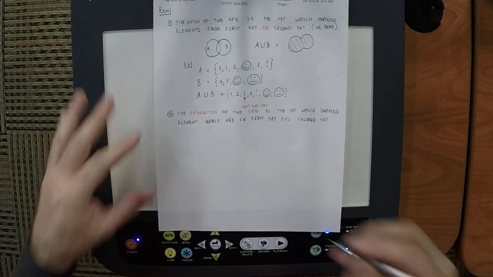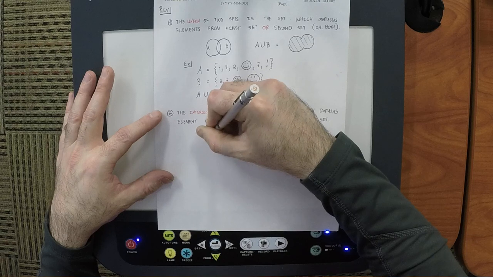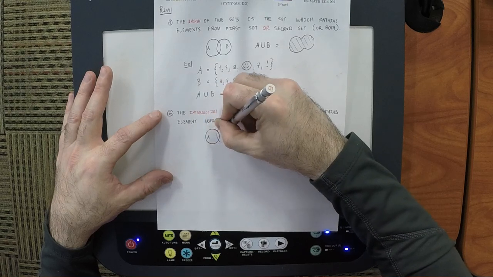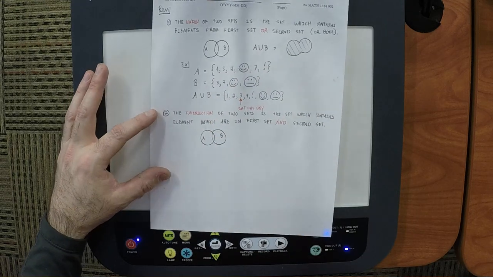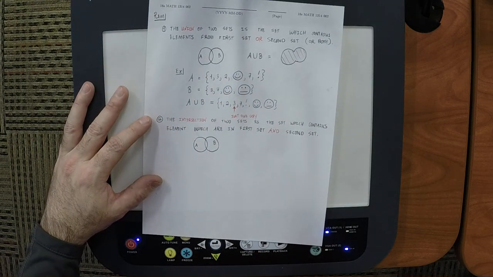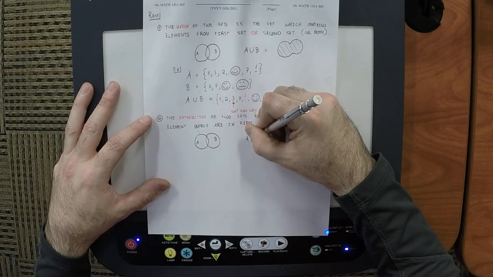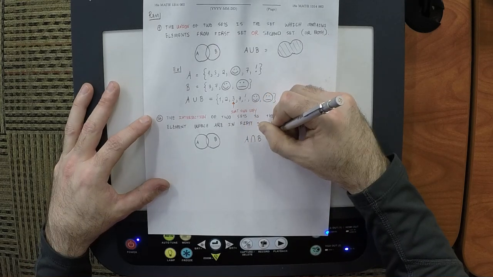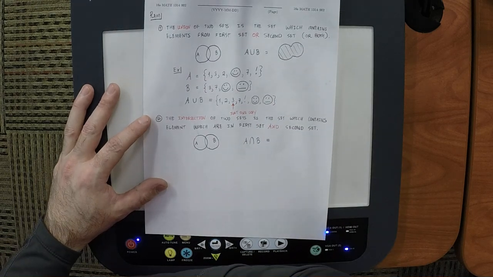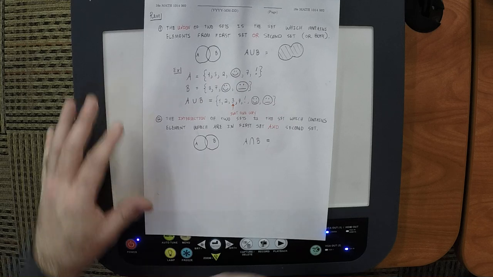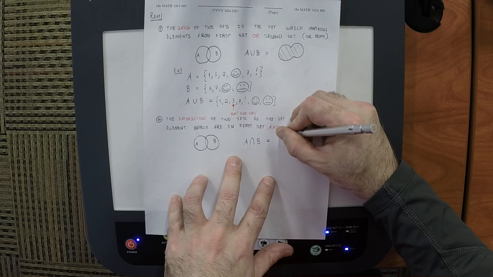Okay, for a Venn diagram, again, if this is set A, and this one is set B, then intersection is denoted with a symbol that looks just like union, except upside down. So A intersect B. And what will it be for this drawing? It's that little sliver there. Looks like this.